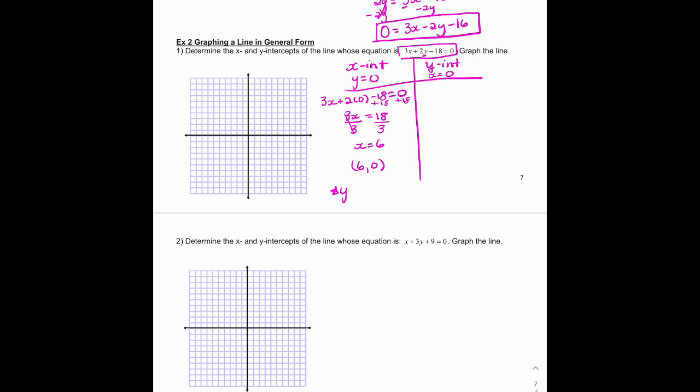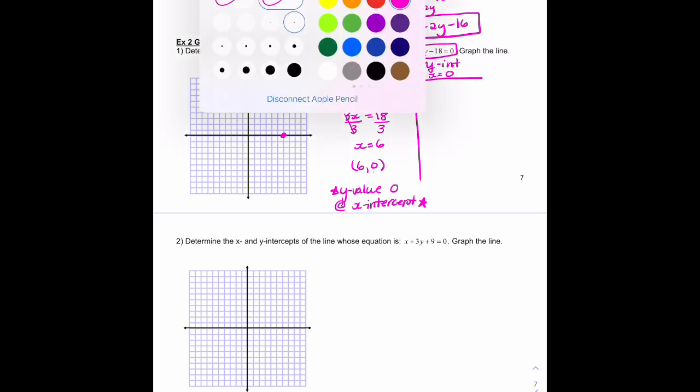So if you need to write that down, just to remind yourself, it's very important and you see it over and over and over again. So 6, 1, 2, 3, 4, 5, 6, and 0. So that's my x-intercept. So I'm going to use a different color.